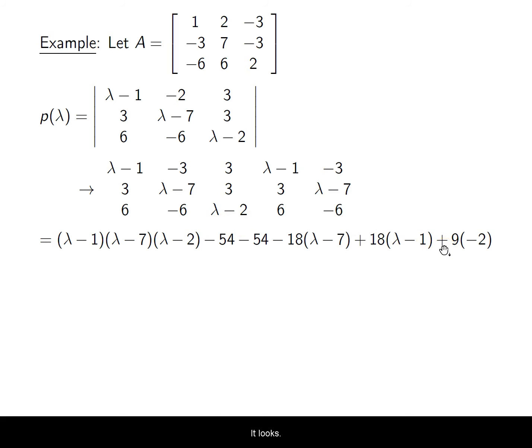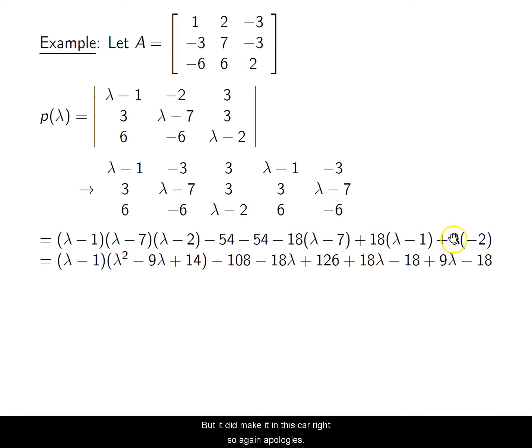Okay. It looks as though my lambda minus 2 maybe didn't make it here. But it did make it in this cut, right? So again, apologies. Sometimes when things are getting compiled in the process, not everything pops out. So I'll make sure to address that in the write-up that I post, as in the other video. So this should be a 9 times lambda minus 2, but here it did pop out in the calculation.